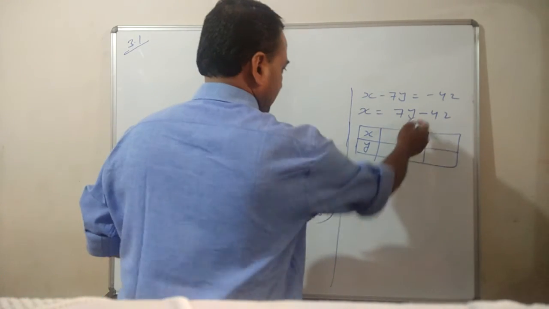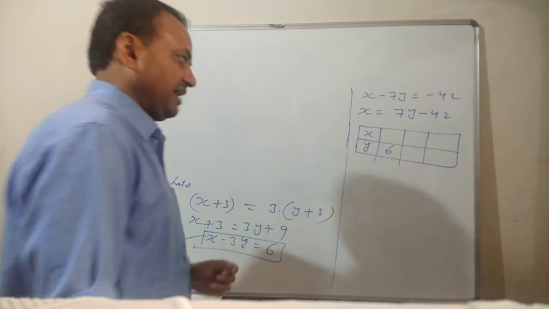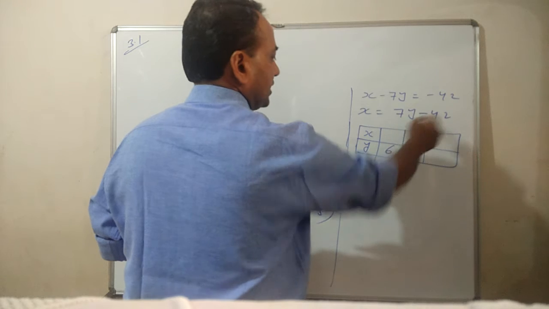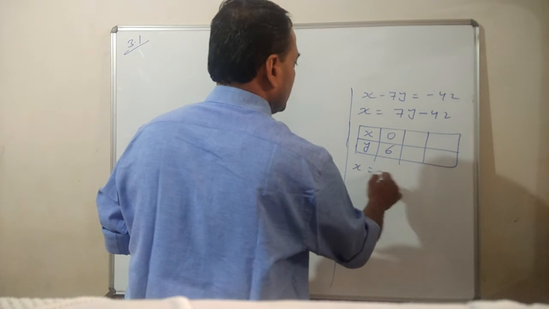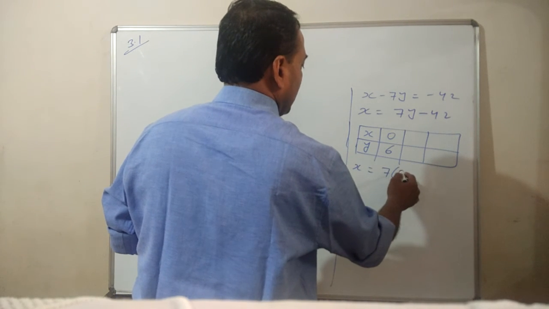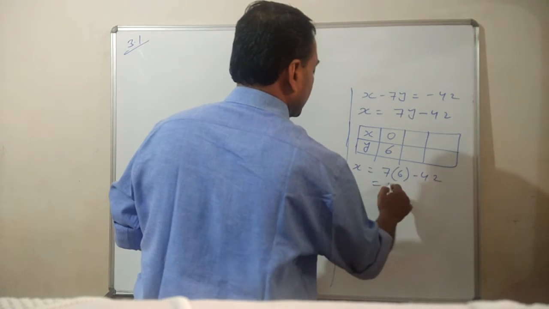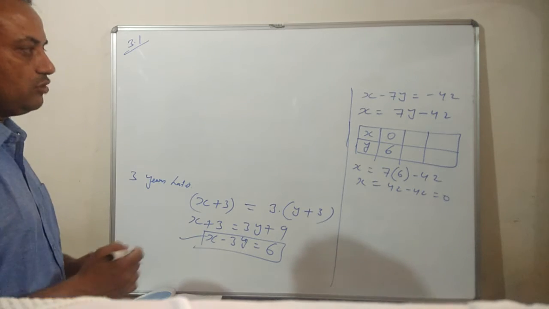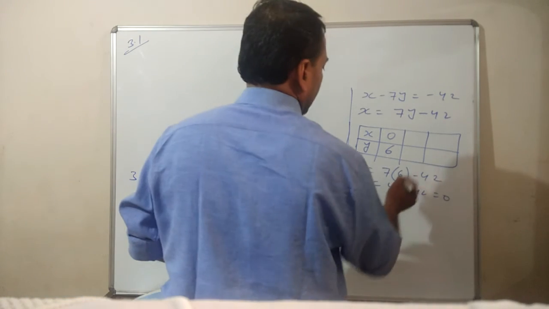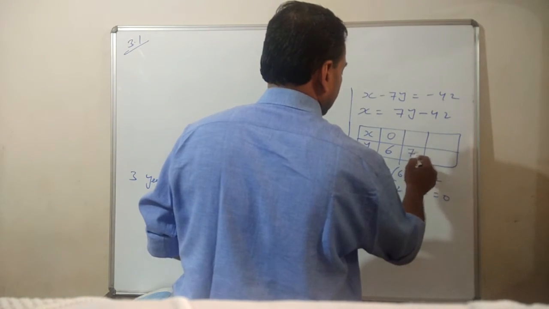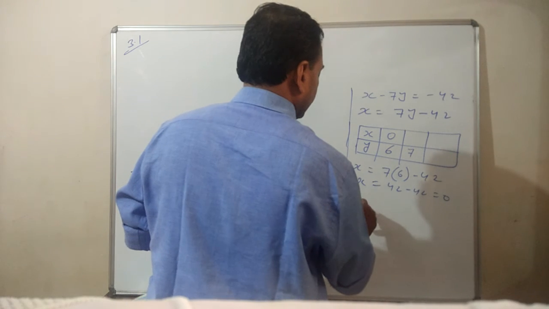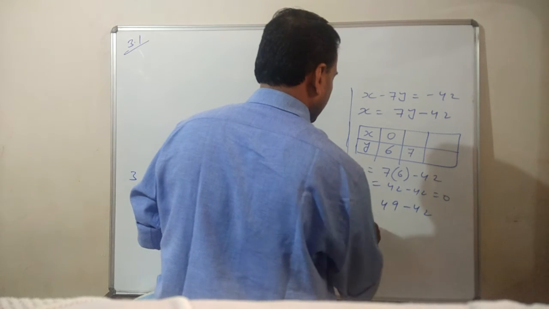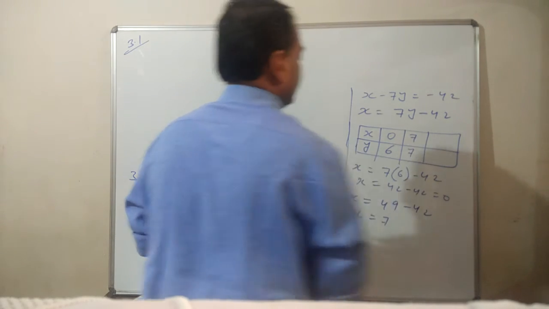If suppose in place of y I put 6, then what will come here? 7 sixes are 42, minus 42, and then it will come 0, right? So x equals 7 times 6 minus 42, that is 42 minus 42, so x equal to 0. Now another value we can take. Suppose I put y equal to 7, so x equal to what? That is 7 sevens are 49 minus 42, so x equal to 7.